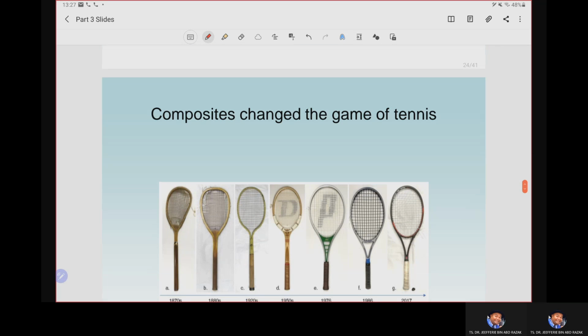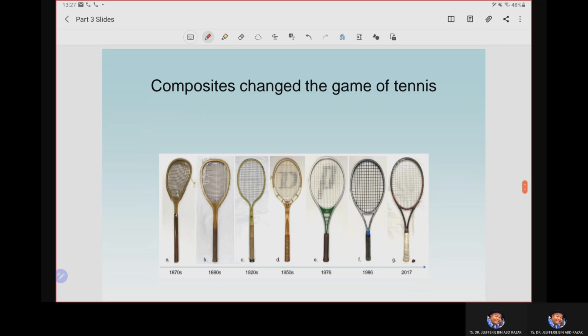This slide shows the evolution of the tennis racket, from metal a long time ago, to the application of wood, to now all made by using composite material, for better sport performance. Why do we look forward to using composites? Because composites are very light and give very high performance to the sportsman or sportswoman, and at the same time offer very high strength.